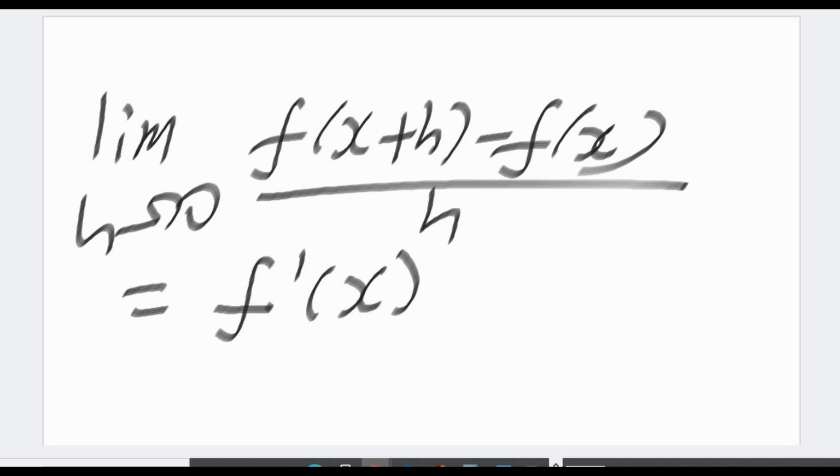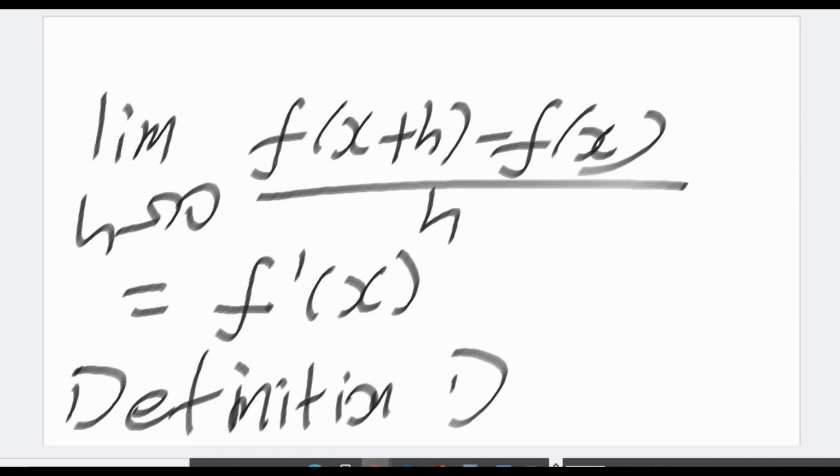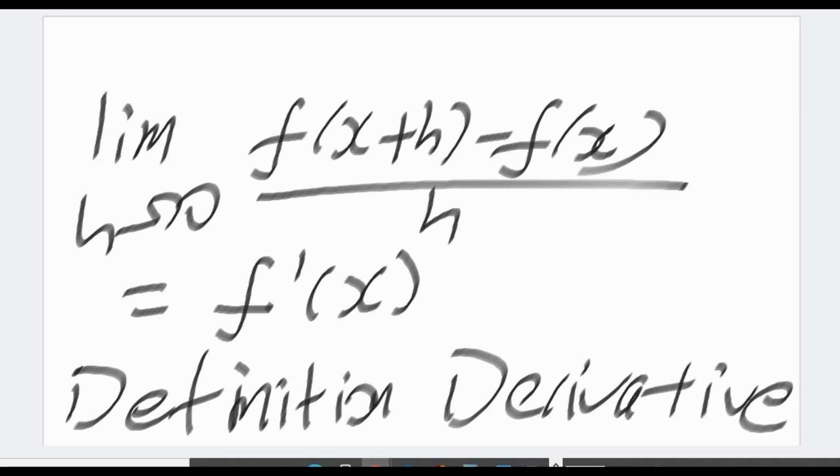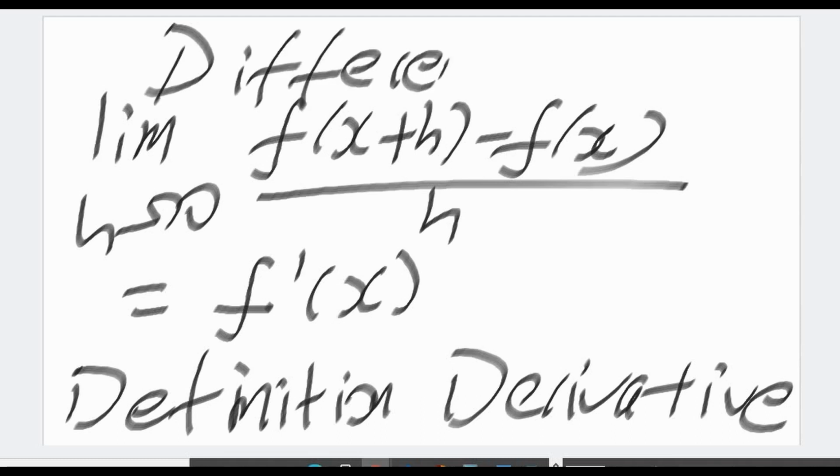I'm using the notation f dash x here. In the future, I'll explain all sorts of different notations we have in derivatives. This is basically the definition of a derivative using limits. And by doing this, taking the limit of the change in y over change in x, essentially what we're doing is called differentiation. Got it? I hope so.